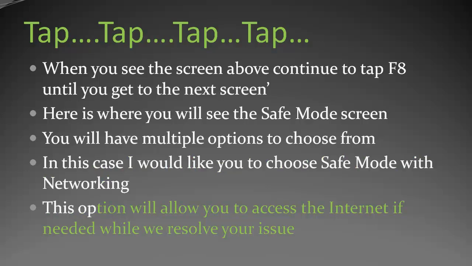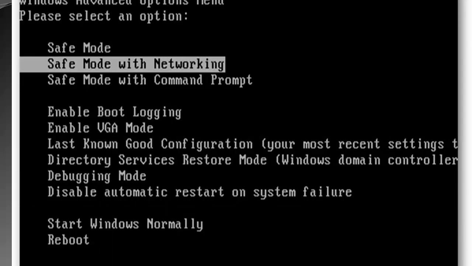The significance of that is this will allow you to still have access to the internet while we resolve your issues. And that's important. Here's the option screen. You're going to be tapping the F8 key. It's going to say safe mode, and you can choose the option safe mode with networking.